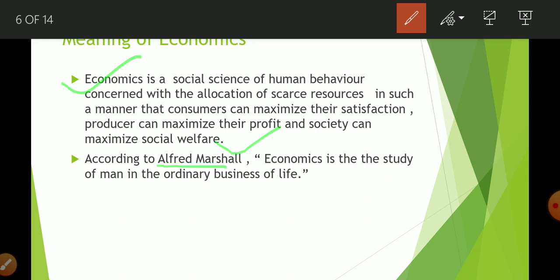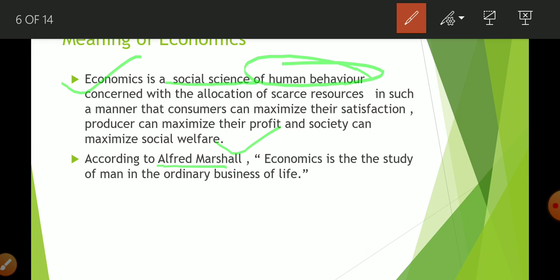Let me explain what is written here. First of all, economics is a social science. Why is it not written only science? It is a social science because it is the study of human behavior. Behavior is a subjective matter that changes from person to person, place to place and time to time.